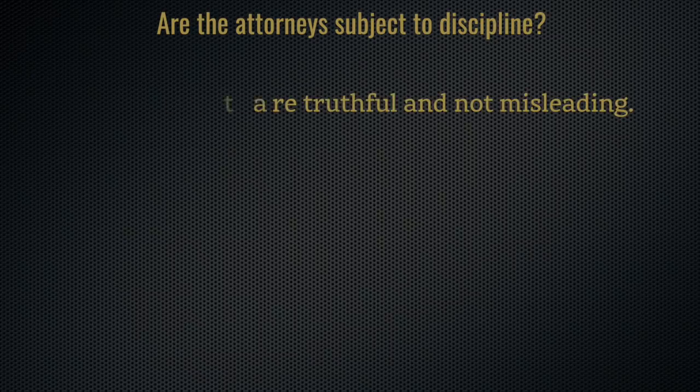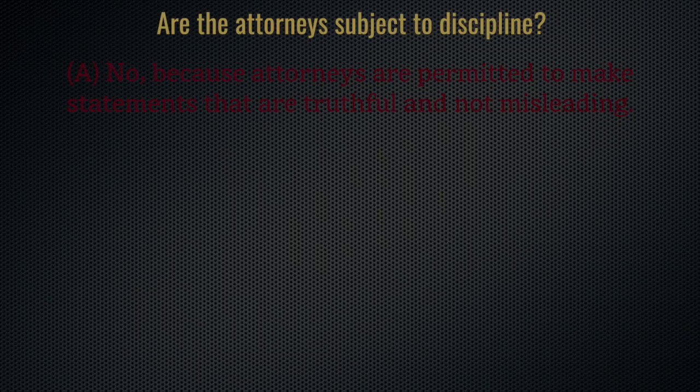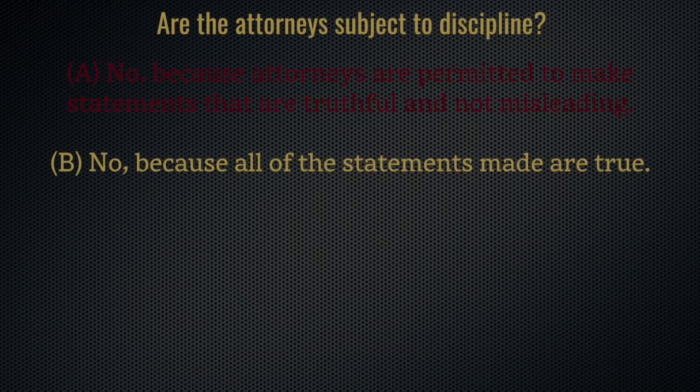So A says no, because the attorneys are permitted to make statements that are truthful and not misleading. So A is incorrect because first of all, we were looking for a yes answer. And second of all, while these are truthful statements, they are misleading. So A is wrong. B says no, because all of the statements made are true. So B is incorrect again because we're looking for a yes answer.